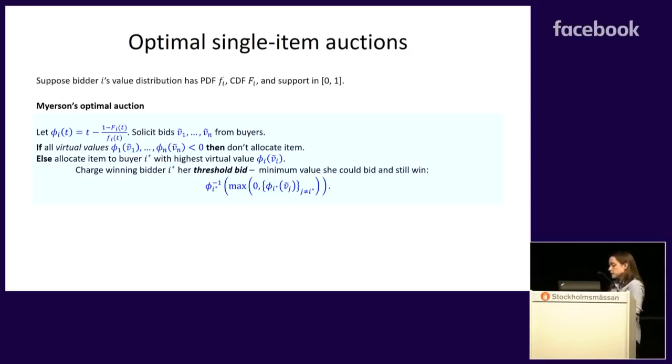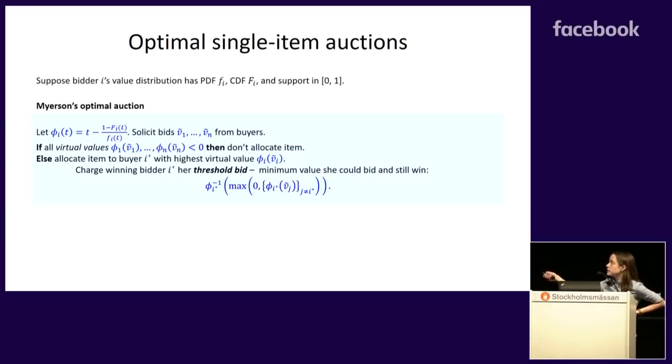So Myerson's optimal auction works in the case where the buyers' values are independently distributed. Not identically, but independently distributed. So we assume that buyer i's value has a distribution with a probability density function f_i, a CDF capital F_i, and support in [0, 1]. And we define a virtual value function as follows. Phi_i of t is defined to be this value. So this is a function, we call it the virtual value function.